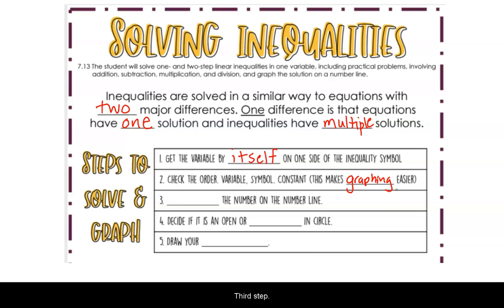The third step is to graph the number on the number line. Number 4, you're going to decide if it's an open or a closed-in circle. And then you're going to draw your arrow. So let's go ahead and look at a few examples.